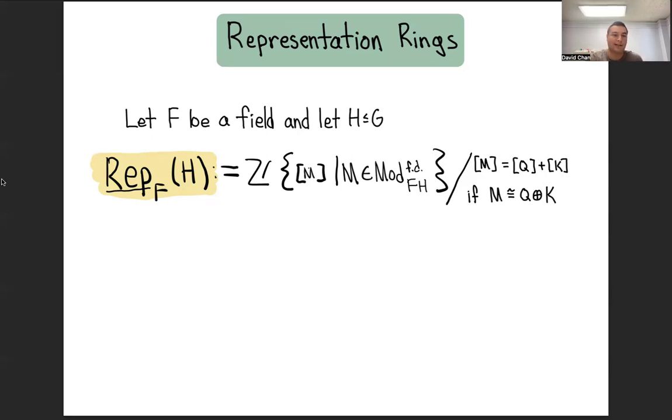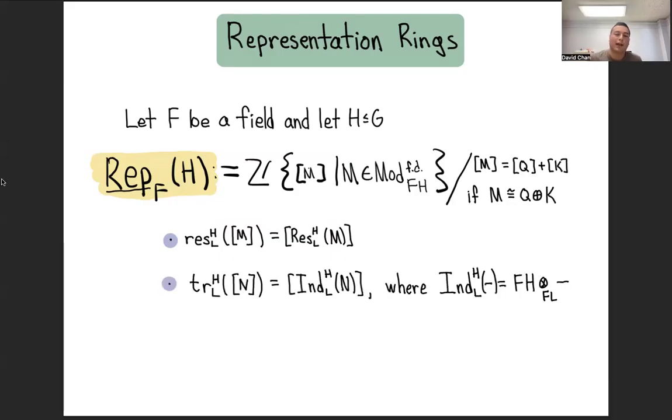And so this gives me the groups, and I have to tell you what the transfer and restriction are. So if I have an H representation, where L is inside of H here, this gives you an L representation by just forgetting some of the action. And for transfer, I'm going to use the induced representation. So if I have an L representation N, I can take the induced representation, which, if you've taken a class in representation theory, almost certainly came up. But if not, you can just think about it as extension of scalars. If L is inside of H, you have an inclusion from FL into FH, and this thing is just extension of scalars along this map.